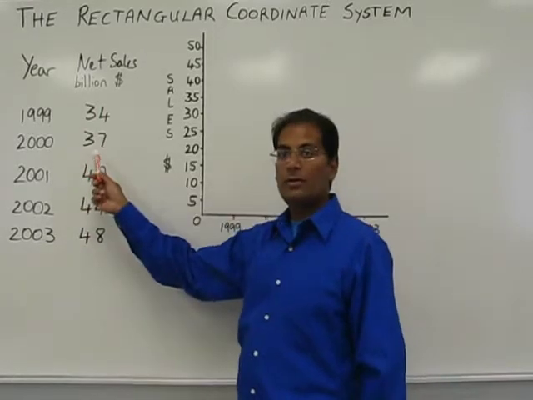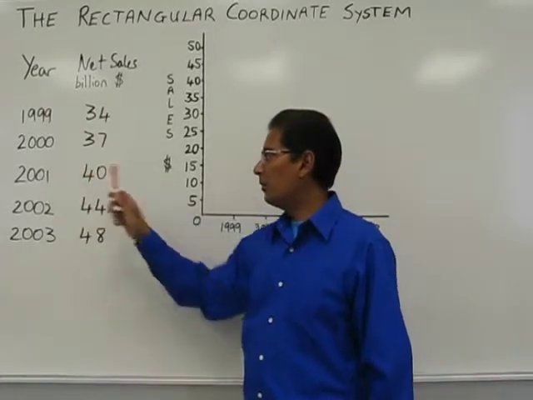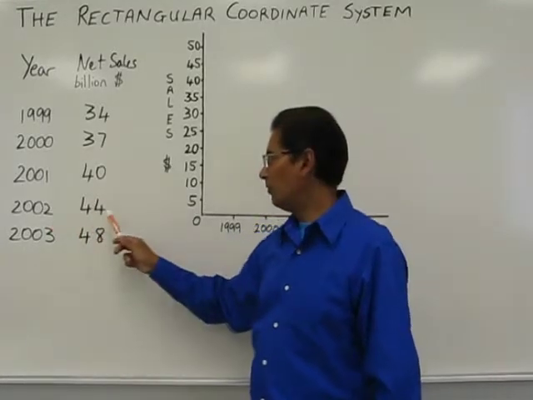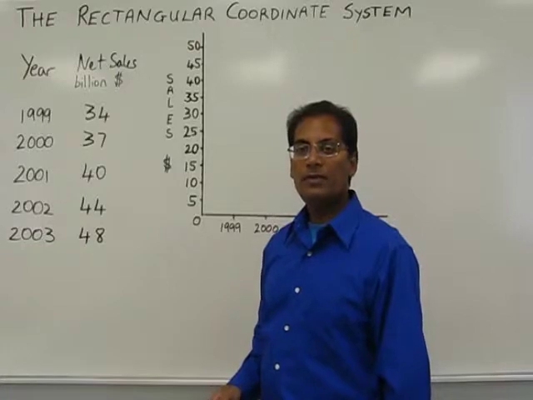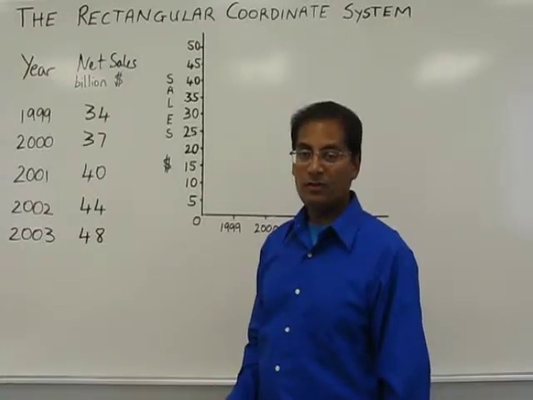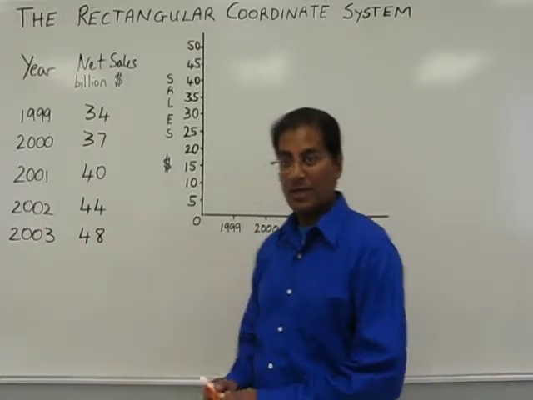In 2000 there were $37 billion. 2001, $40 billion. 2002, $44 billion. 2003, $48 billion. So we want to plot this data using the rectangular coordinate system. We want to see a graph of this data.